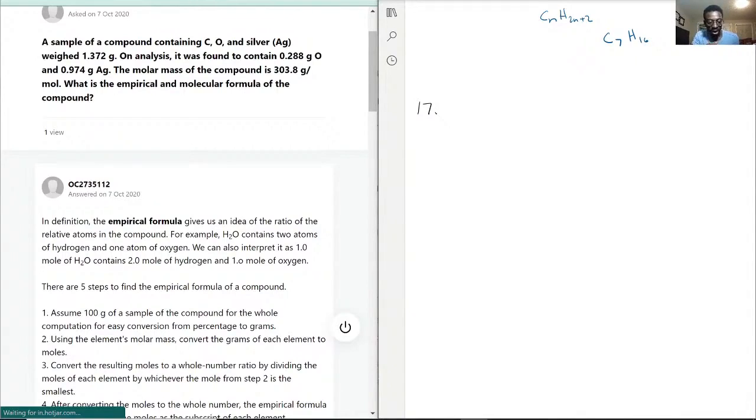A sample of a compound. Oh, I almost forgot my water break. Oops. Try to do one every hour at least.